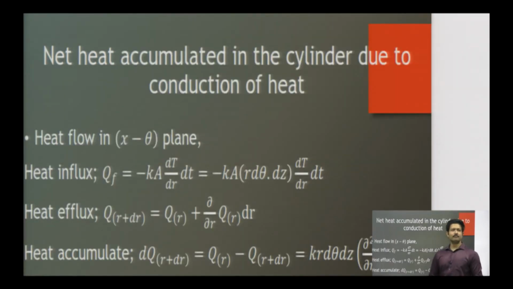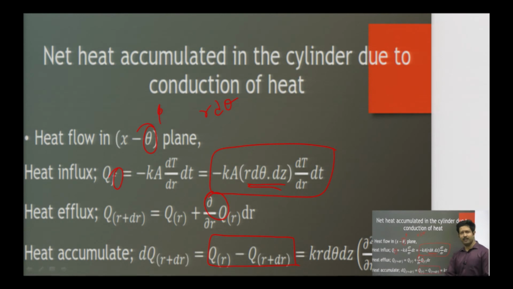Now the net heat accumulated in the cylinder due to conduction of the heat. It was phi there, but right now we have taken it as theta, so it is r dθ. So it is heat flow in the r-theta plane. The heat influx we have already seen, this is the heat influx, and this is the area. Heat efflux means the heat that is coming out of the system. This is the elemental heat that is getting added, so for heat accumulation you need to subtract once again.